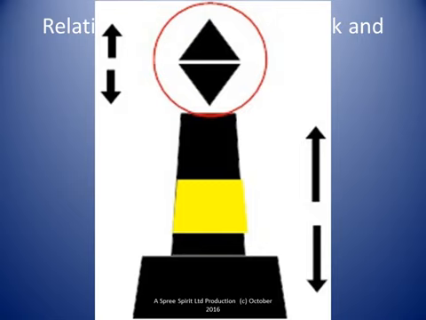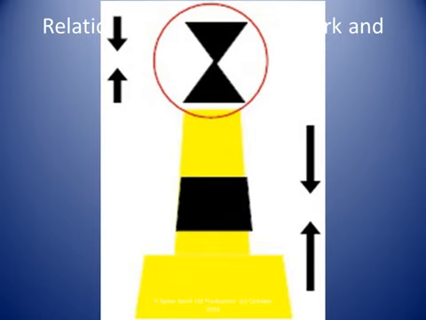In this east cardinal marker, the upper cone of the top mark points upward and the lower cone of the top mark points downward. And similarly, the upper and lower portions of the buoy are black and the middle portion is yellow. One more time. The top marks, cones point to the black on the body of the buoy.